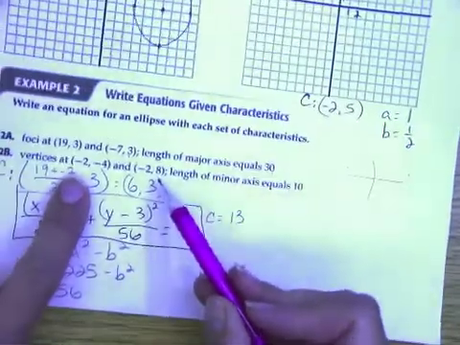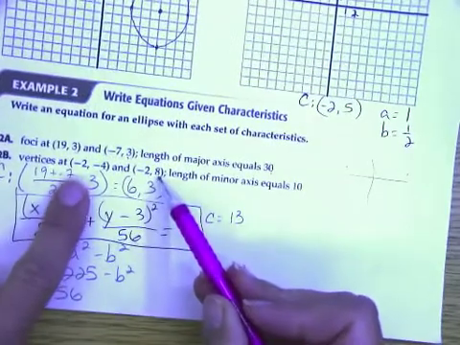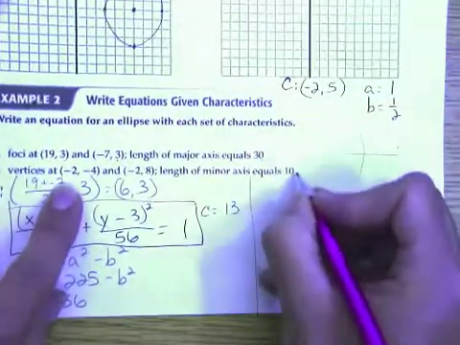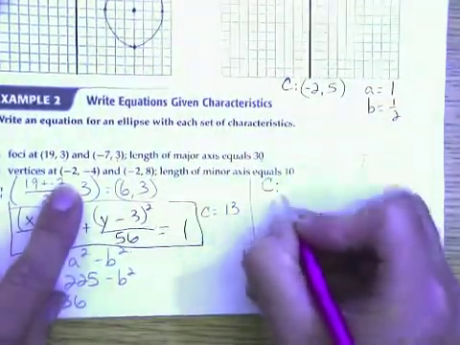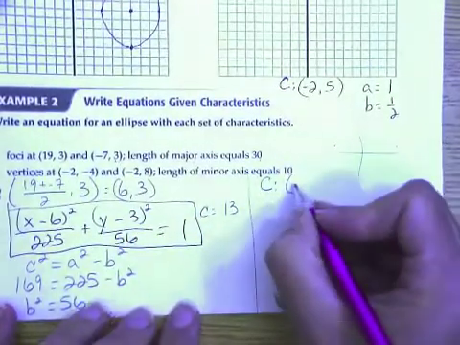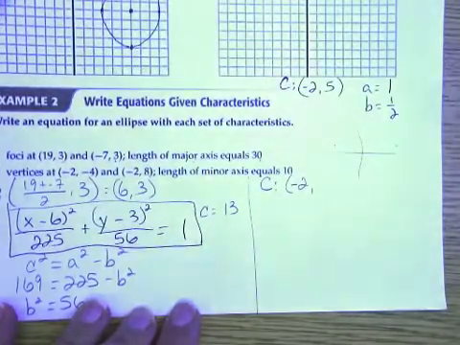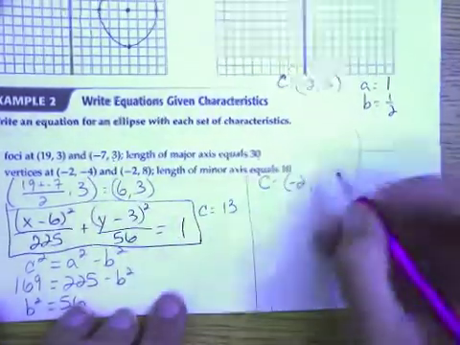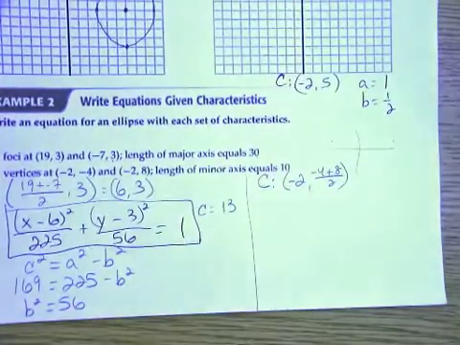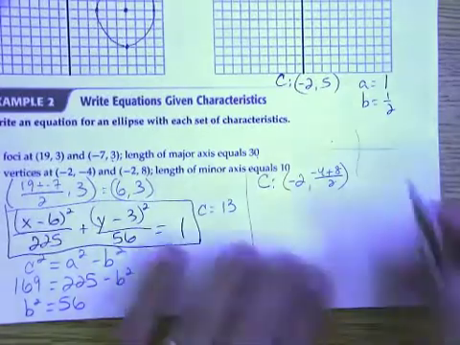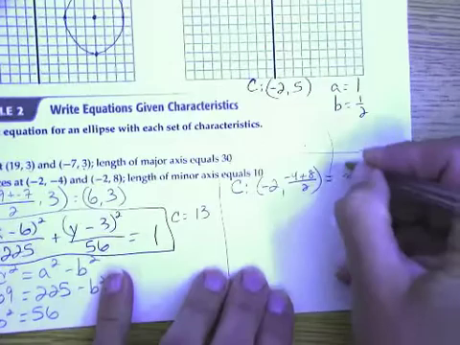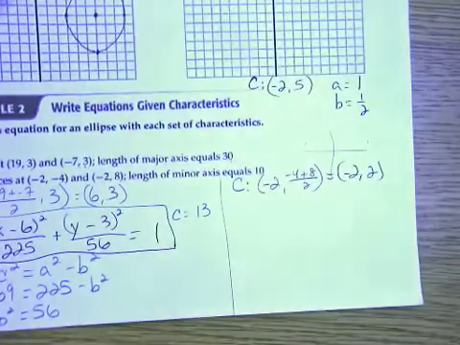Part B, this time they've given us the coordinates of the vertices. Remember, the midpoint between these two points is our center. Notice how the x-coordinates are the same, so I know the center's x-coordinate is also going to be negative 2. And I take the average of negative 4 and 8. Negative 4 plus 8 is 4. 4 divided by 2 is 2. That means my center is at (−2, 2).